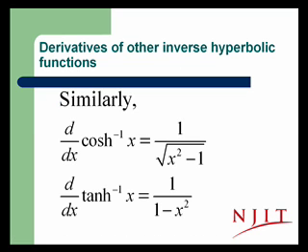Similarly, we can work it out for the inverse hyperbolic cosine. The derivative of the inverse hyperbolic cosine of x is 1 over the square root of x squared minus 1. And the derivative of the inverse hyperbolic tangent of x works out to be 1 over 1 minus x squared.